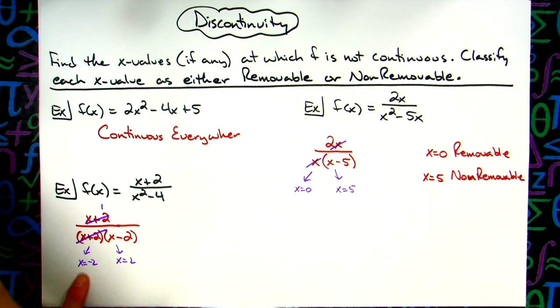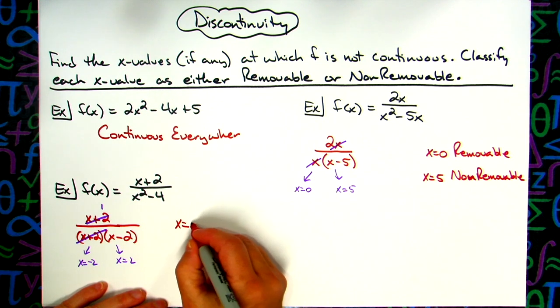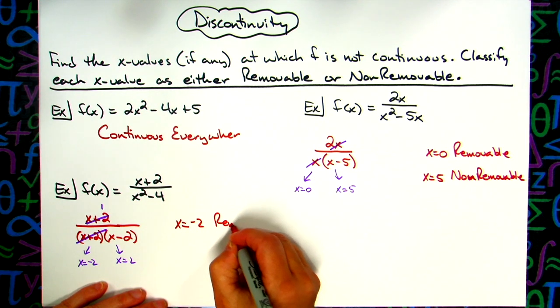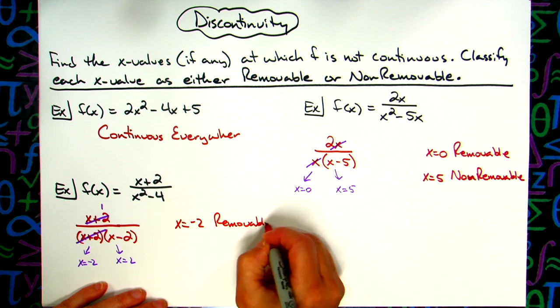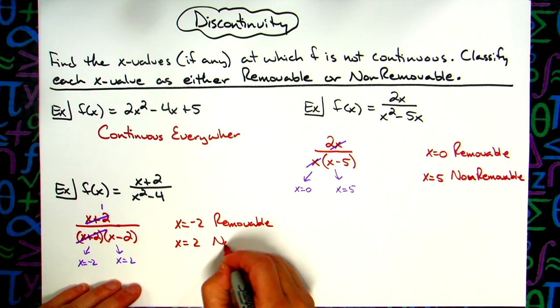So at x equals negative 2, it is removable. And then at x equals 2, non-removable.